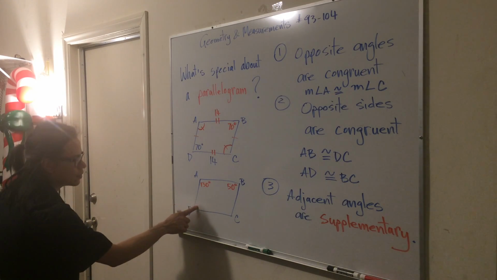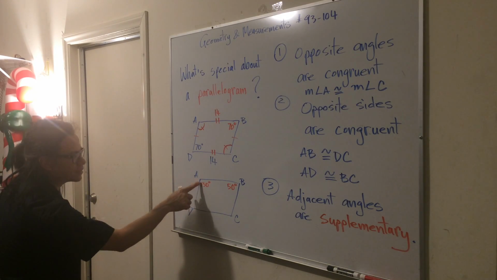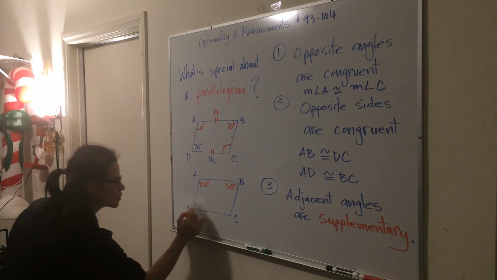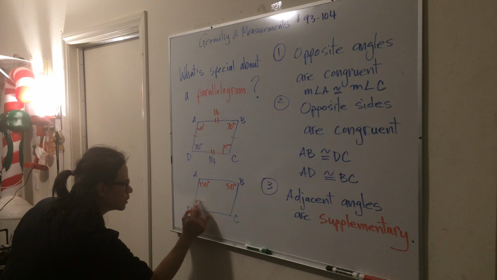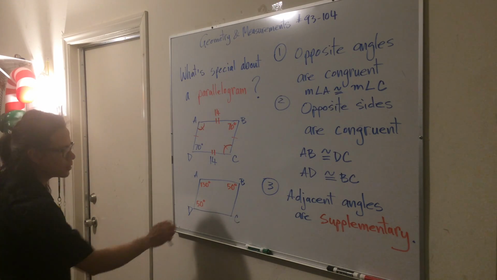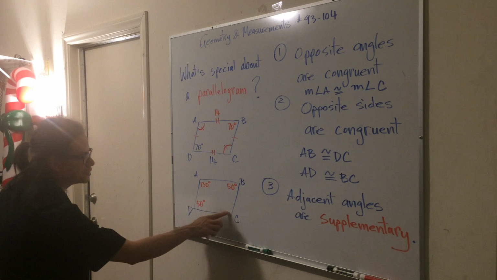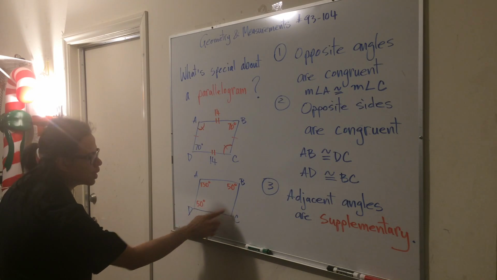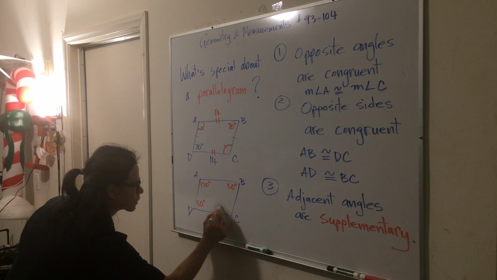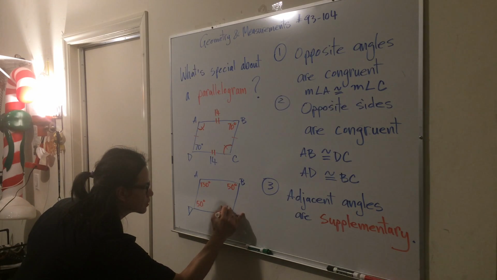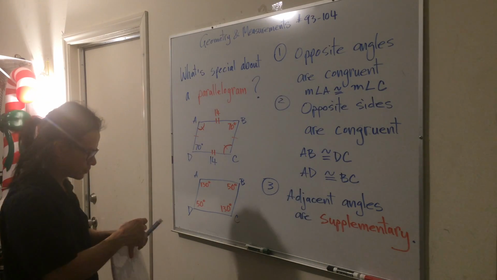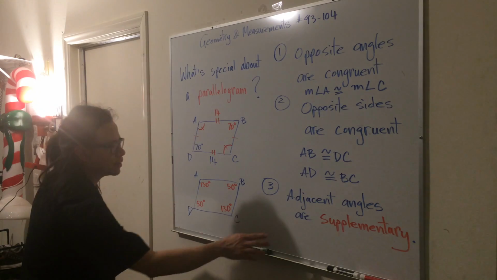Okay, so this angle here, angle D, is also next to A. So these two together needs to make up 180 degrees. So that makes this angle here also 50 degrees. Okay, so the angle next to D is C. So 50 plus what is 180. If you say 130, you are correct. Okay. So adjacent angles of a parallelogram are supplementary.